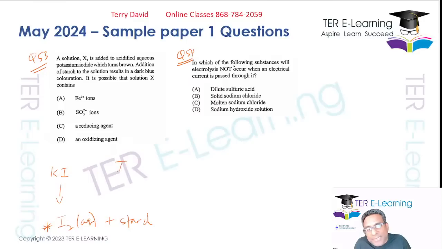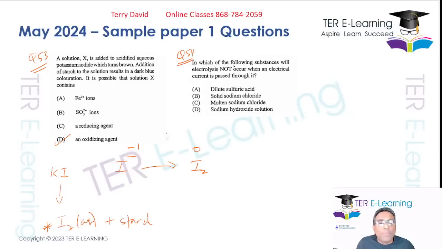So what has happened is that the I minus has been converted into I2. You went from oxidation state -1 to 0. When you go from -1 to 0, you are being oxidized. So therefore, solution X had to be an oxidizing agent. So the answer is D. All right, so the answer is D for that one.